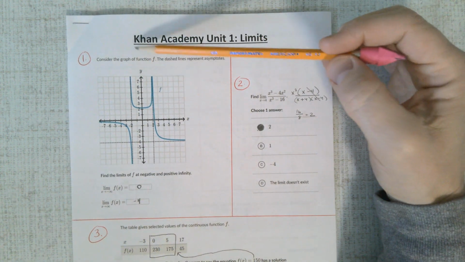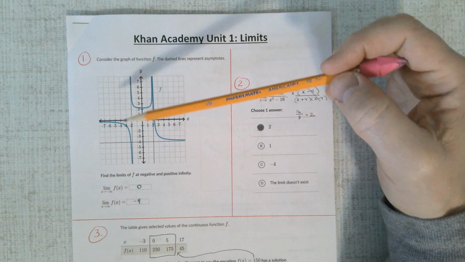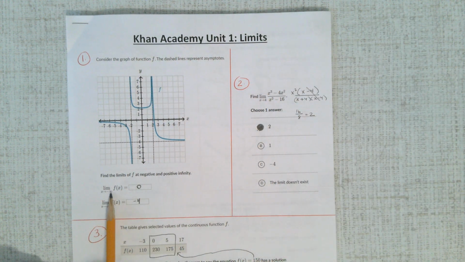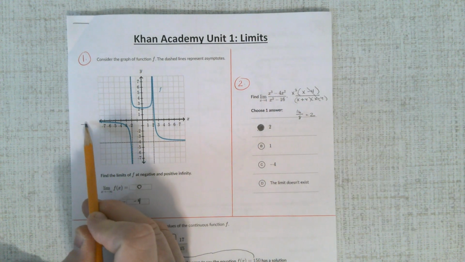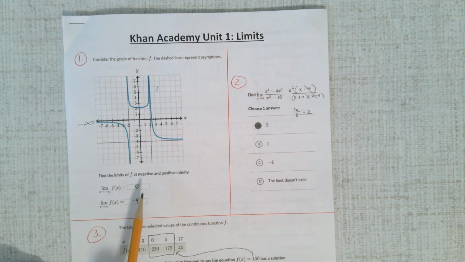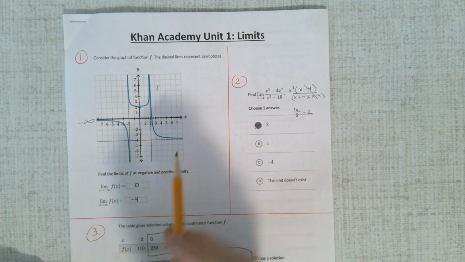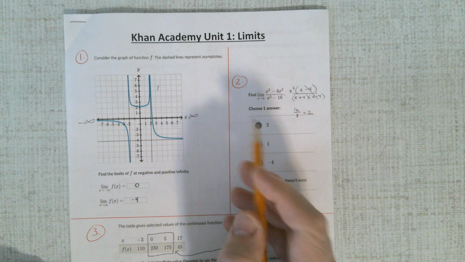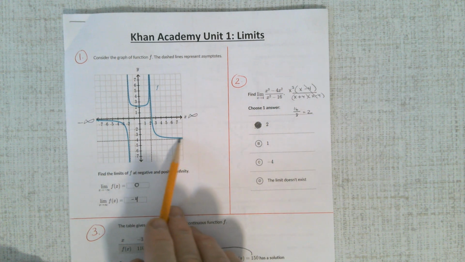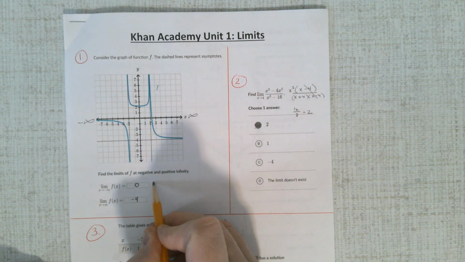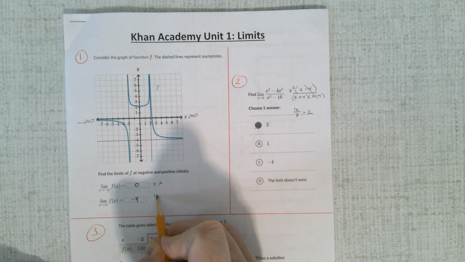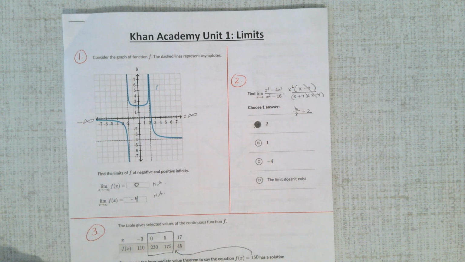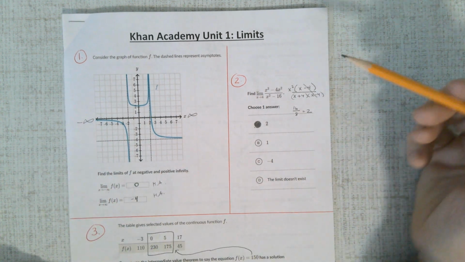Number one, I have a graph here and we're looking for the limit to negative infinity. Well, negative infinity is out here, so it's going to 0. Positive infinity is out here, and this graph is going down to negative 4. And these, by the way, are horizontal asymptotes. Infinite behaviors produce horizontal asymptotes.